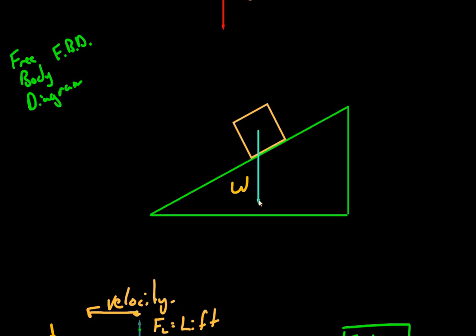Weight points down. Now, there's going to be a normal force here. However, the normal force does not point straight up. Normal force always works perpendicular to the surface that we're dealing with. Okay, so I'm going to draw that in right now. So it's like this, it's perpendicular to the surface.